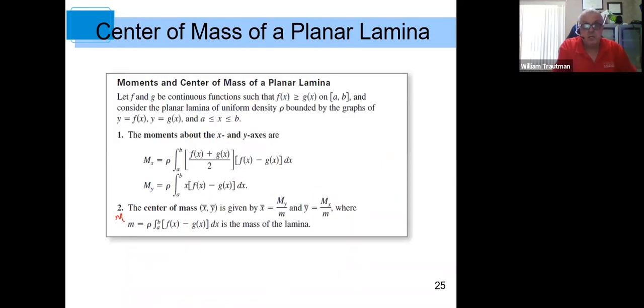So now I'd recommend writing these down. The moment about x, integrating the two functions divided by 2, and they were deriving that in the previous slides. So I would write this down. Now the moment about y equals x times the two functions subtracting, just because of the location.